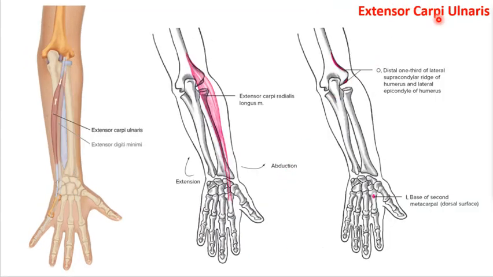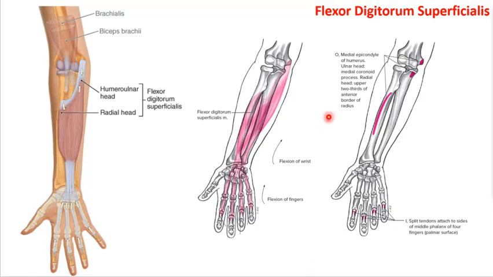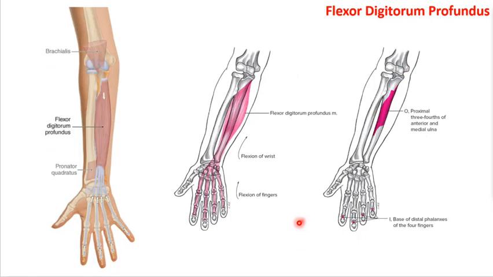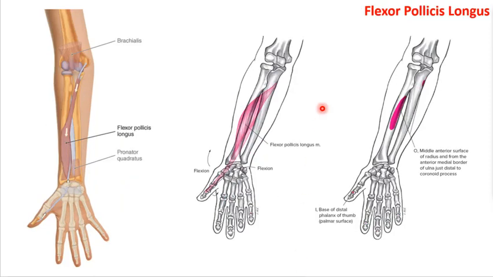And then you're going to have extensor carpi ulnaris, which is going to be an ulnar extensor and an ulnar deviator. And then we get into the extrinsic muscles here, the flexor digitorum superficialis. This is going to be a wrist flexor and a finger flexor. And then you should have a profundus that's, again, wrist flexor and finger flexor. And then a flexor pollicis longus, which is a muscle dedicated just to flexion of the thumb.